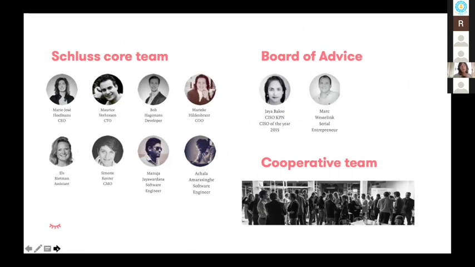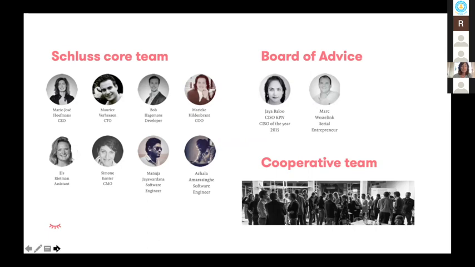With Schluss, we're working with a core team of about 8 or 9 people, working very hard to make this happen. And at the same time, we also have a board of advice, very helpful and very useful for us. And around us, we have a cooperative team of about 70 or 80 people working closely with us and sharing knowledge and network with us.